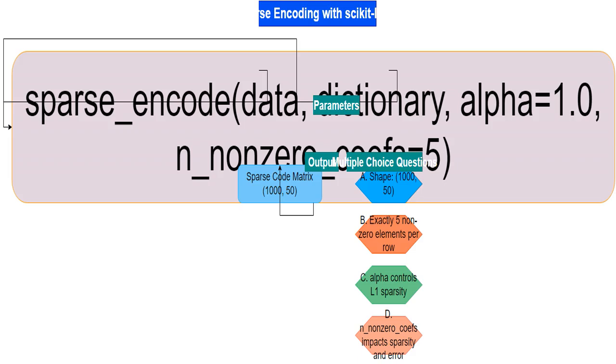Here, I'm applying the sparse encode function. I'm giving it my data and the dictionary. The alpha parameter, set to 1.0, controls how sparse I want the result to be. A larger value encourages more sparsity. The n_nonzero_coefs parameter, set to 5, limits the number of non-zero values in each row of the output to at most 5. This forces it to use only a few of the dictionary atoms when reconstructing each data point.